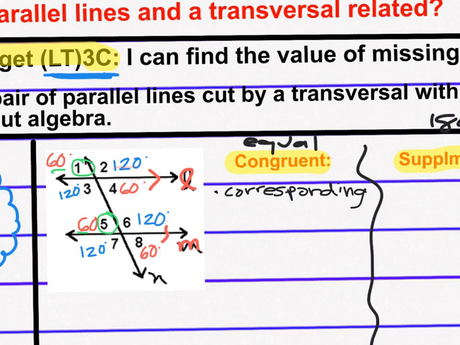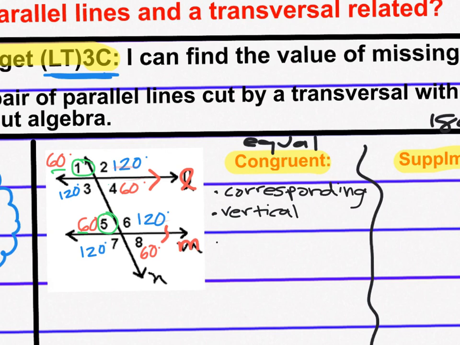Okay. Next, vertical angles. And vertical angles are like 1 and 4, 2 and 3. Those are your vertical angles. All right. What else is congruent?